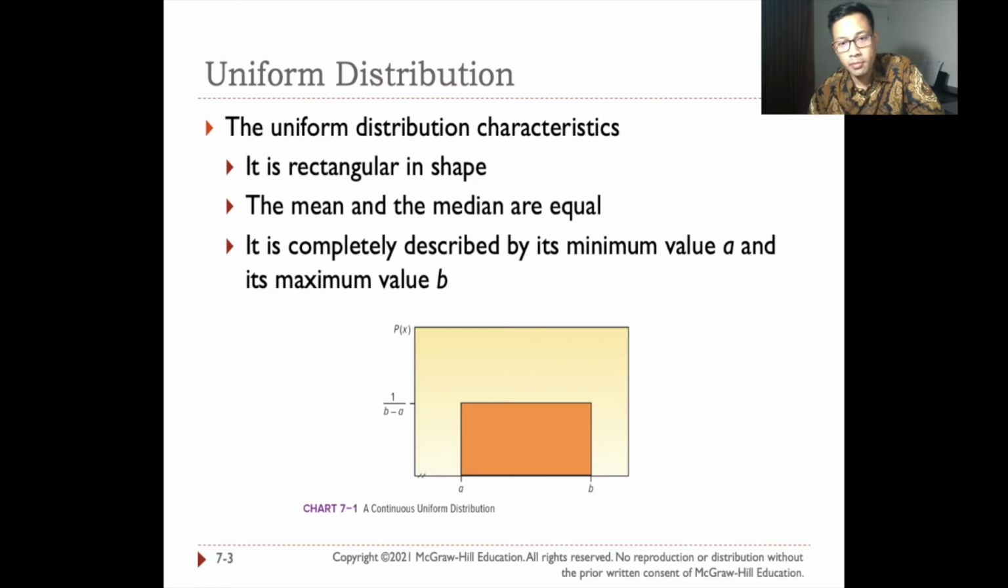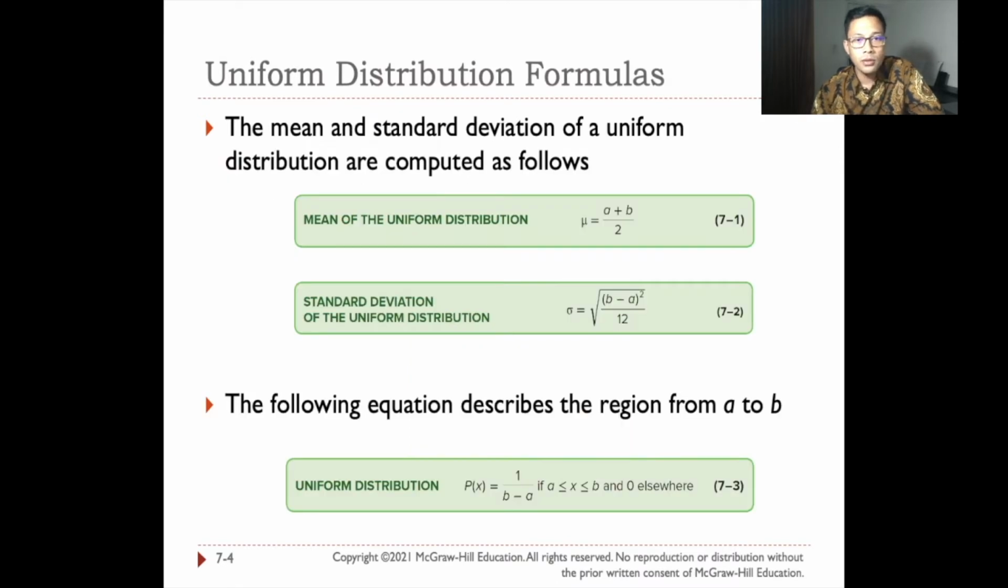If you look at the picture, you can see the rectangular shape of the uniform distribution with a minimum value of A and a maximum value of B. It's called the uniform distribution because the probability of a particular outcome in this distribution is 1 over B minus A. So the mean and the standard deviation are the following. The mean is A plus B divided by 2, whereas the standard deviation is the square root of the difference between B and A, squared, divided by 12.